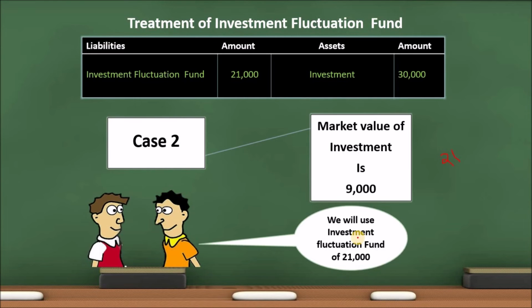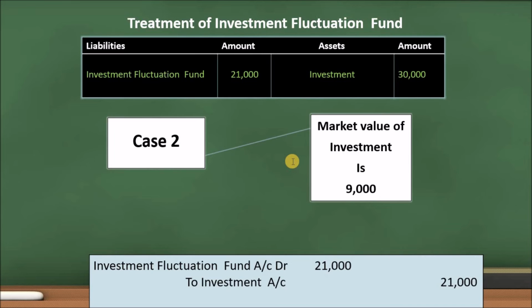We can use this fund, but the whole of the fund will be used, which means nothing is left to be distributed among partners. So the journal entry will be investment fluctuation fund account debit to investment.